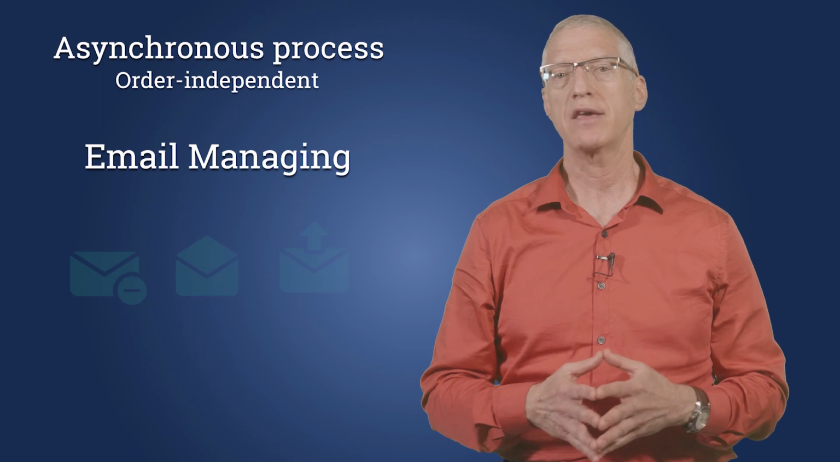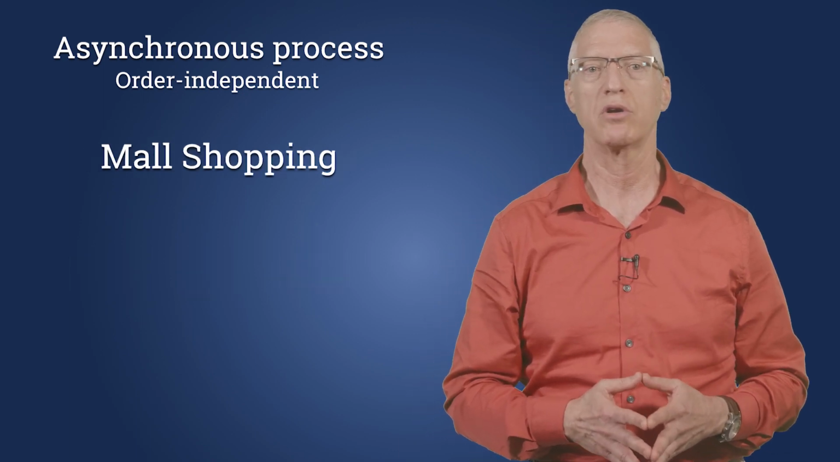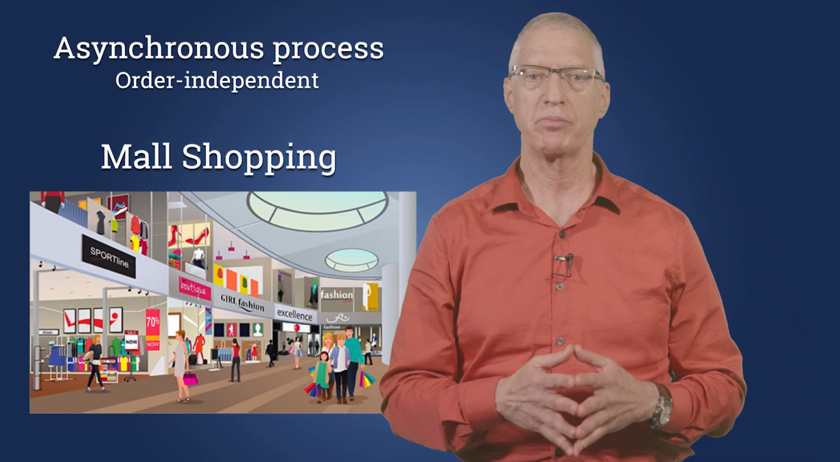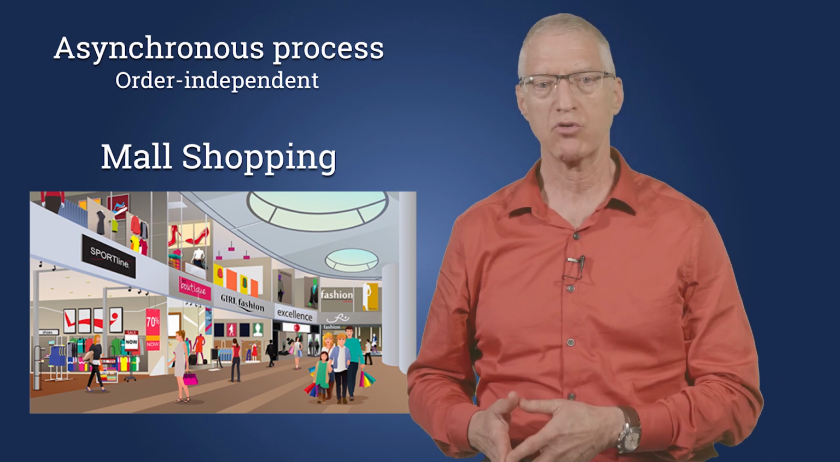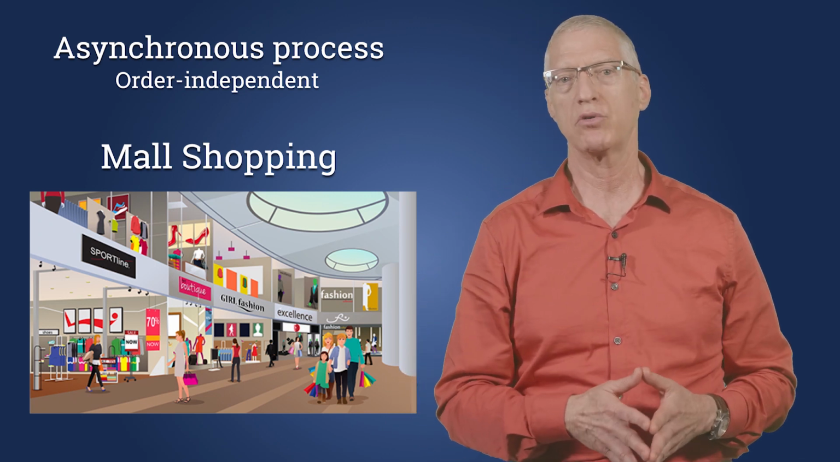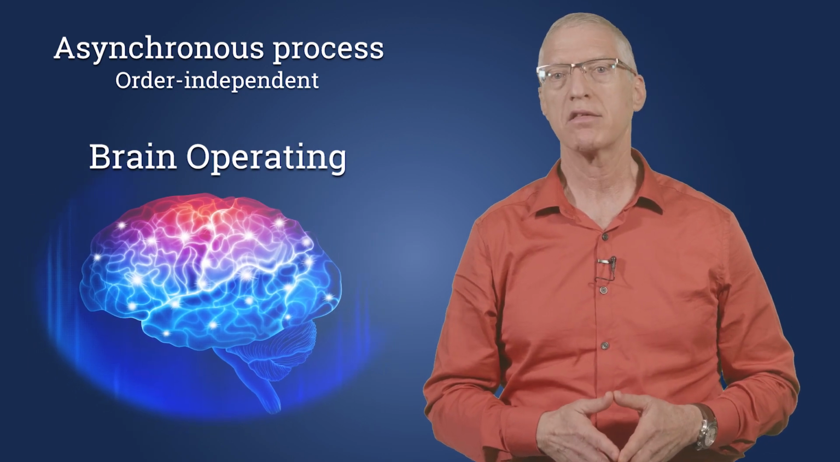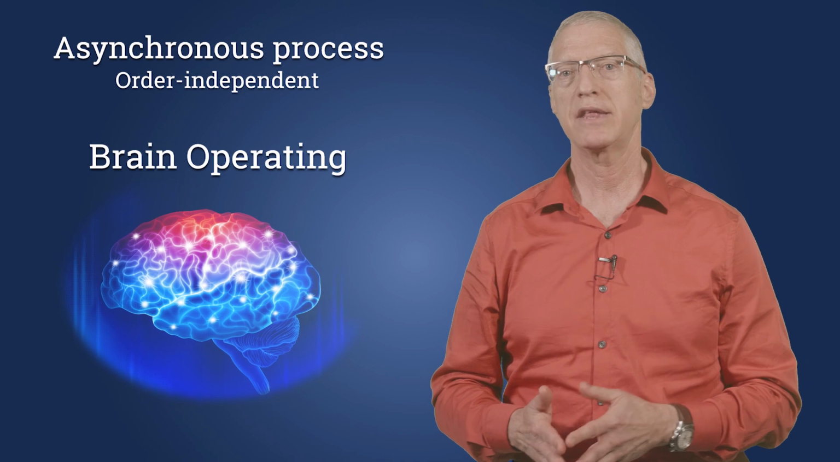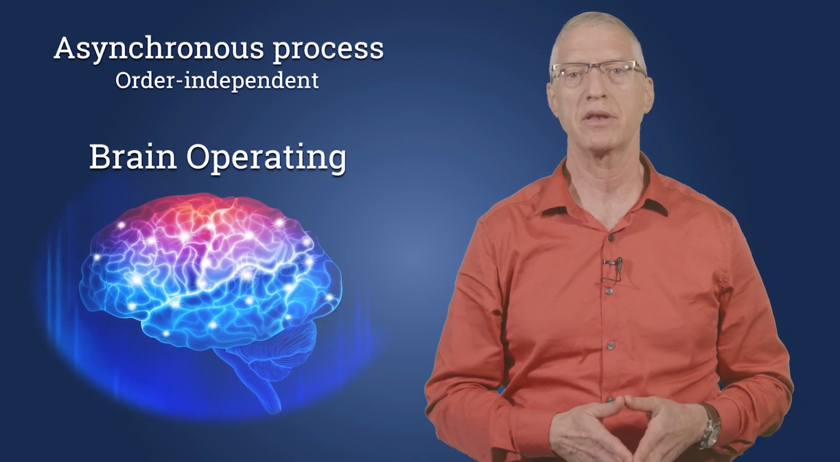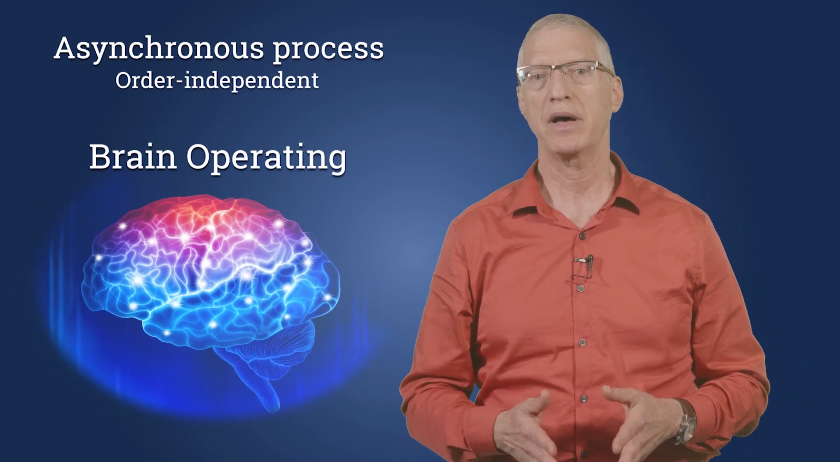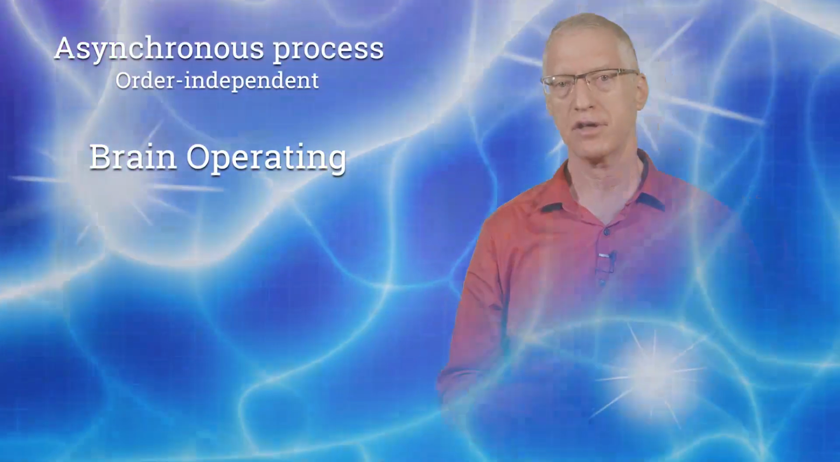Another example of an asynchronous process is shopping at a mall. We can buy clothes before we buy electronic products, then do some window shopping, but the order in which we do it is immaterial. The operation of the human brain is also asynchronous, as many different complex processes happen within our heads in parallel and in numerous various sequences.